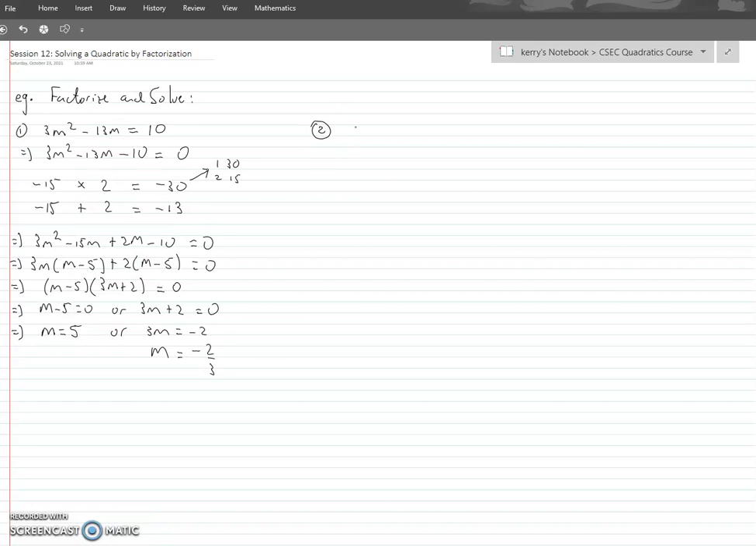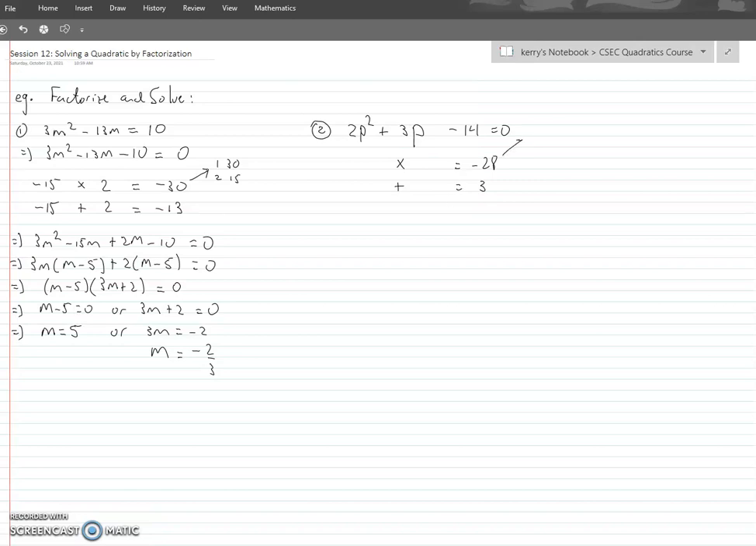All right, let's go with number 2. Let's go with 2p squared plus 3p minus 14. Good. So let's say we want to solve this now. This is in the proper order. We are looking for two numbers that when multiplied give us 2 by minus 14, which is negative 28, and when added give us 3. Good. So how do we do this?